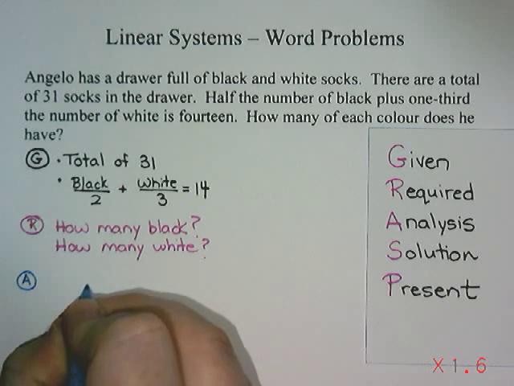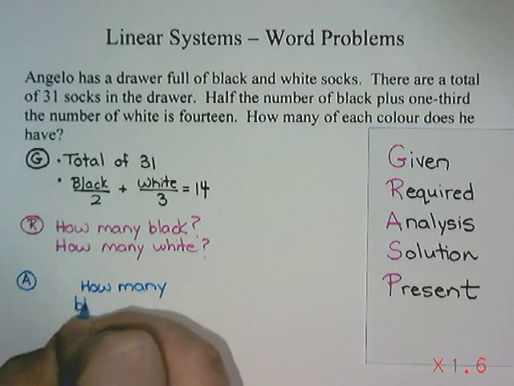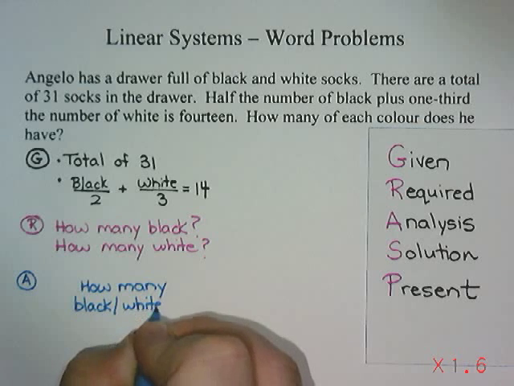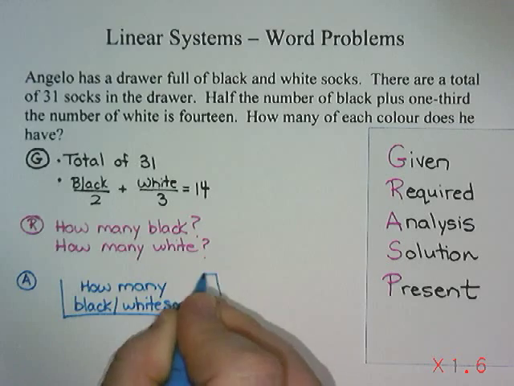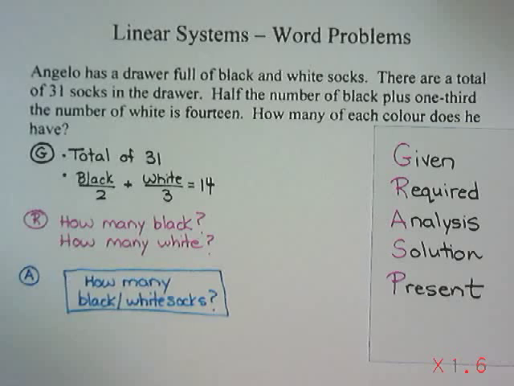So I'm going to start at the top by saying I want to know how many black and white socks. That's kind of the top question here that I'm asking, right? So how am I going to figure out how many black and white socks there are? Well, this whole unit has been about solving linear systems. So odds are we're going to figure it out by either doing substitution or elimination, since that's what we've been spending most of this unit doing.